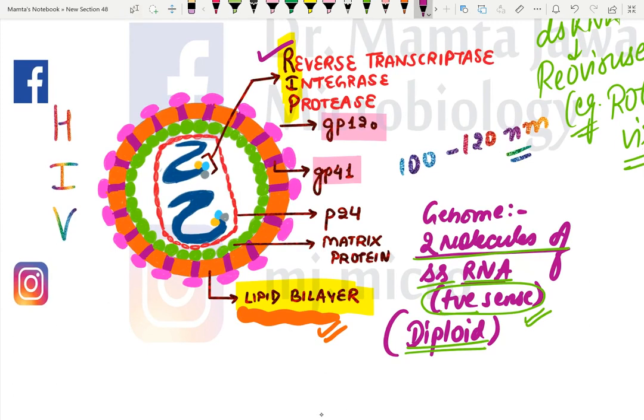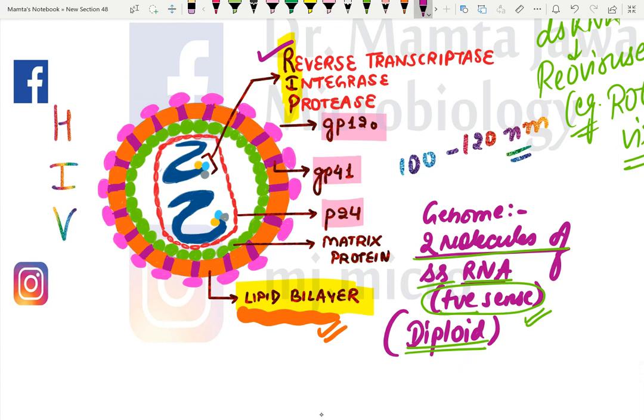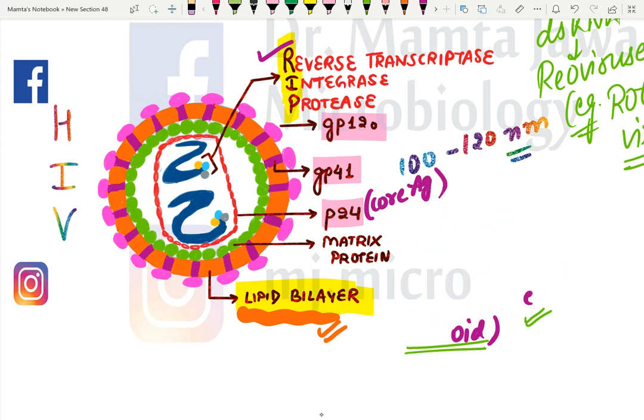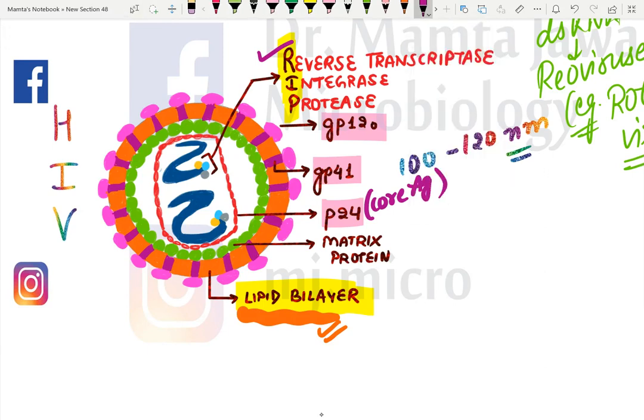So, this is the core, and we have got this red colored structure, which is nothing but the capsid. It has got capsid proteins, and the most important one is the P24 protein. It is also known as the core antigen. Okay, so the genome is this, and the symmetry is icosahedral.